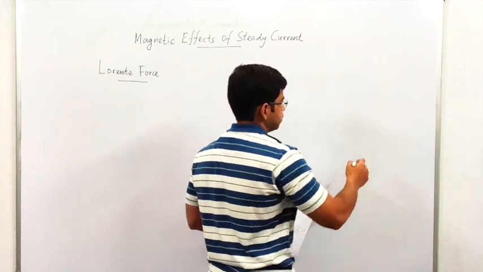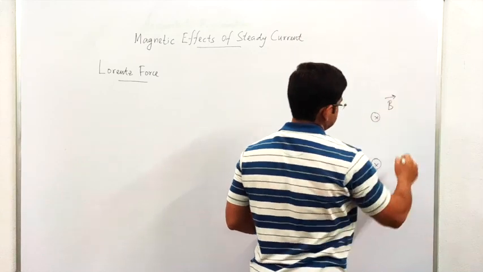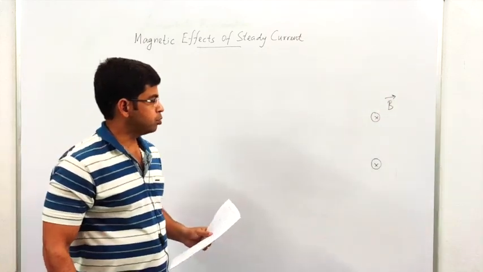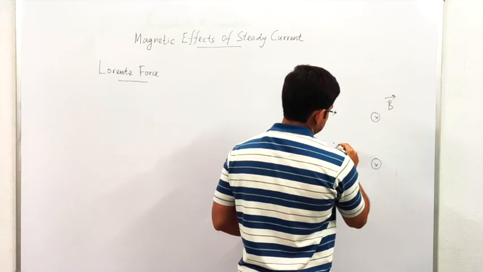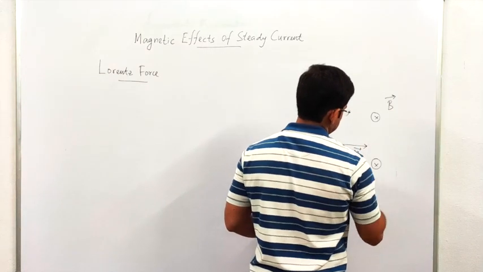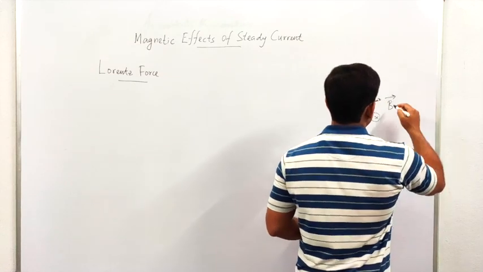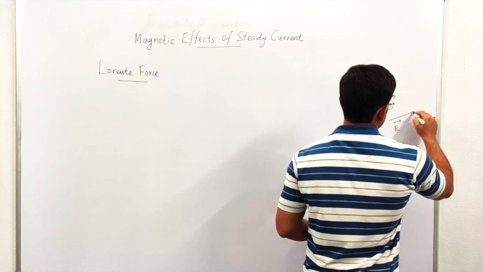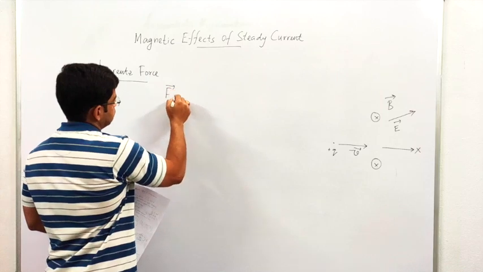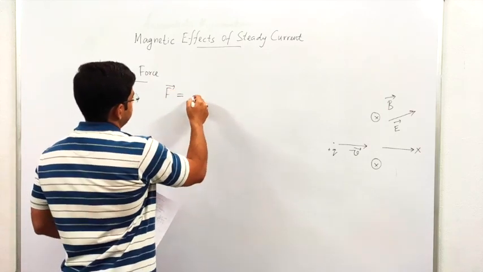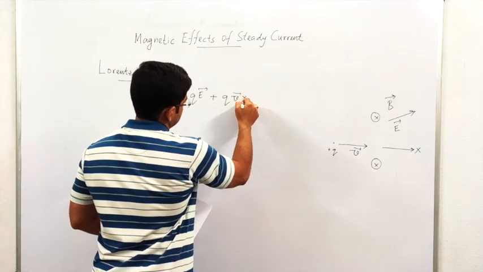Suppose in a region of space, we have a magnetic field B pointing inwards from the plane of the board. Now a charge plus Q, say, is moving with a velocity V towards the positive x direction. Also, assume that there is an electric field in a certain arbitrary direction. Now the total force is given by QE plus QV cross B.